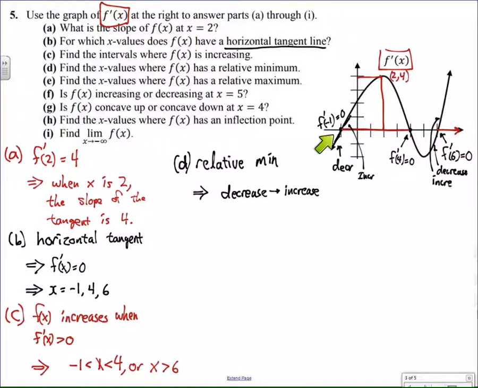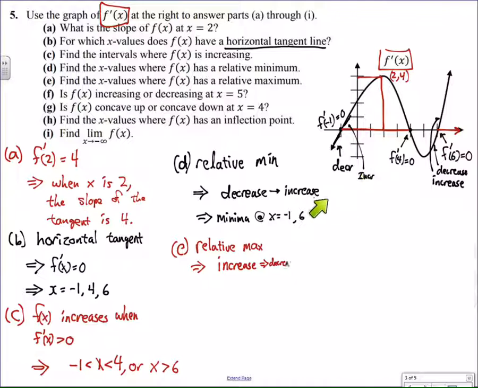That way I can now tell the relative minimums are going to occur when we go from a decrease to an increase, and that happens twice, at -1 and 6. Relative maximum would occur in the opposite place, where we go from increase then to decrease. We're going up and then down. That means we have a relative maximum at x equals 4.